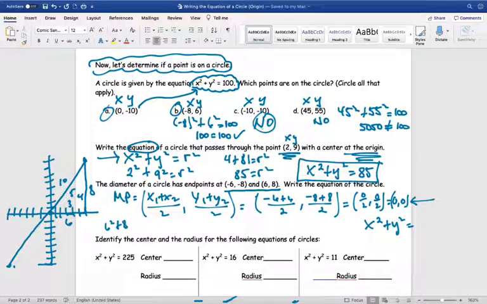Or I can do 6 squared plus 8 squared equals r squared. So 36 plus 64 tells me my r squared is 100, which makes my radius equal to 10. So if I'm going to write the equation, it's going to be x squared plus y squared equals my radius squared. So 10 squared is 100. This would be your equation.